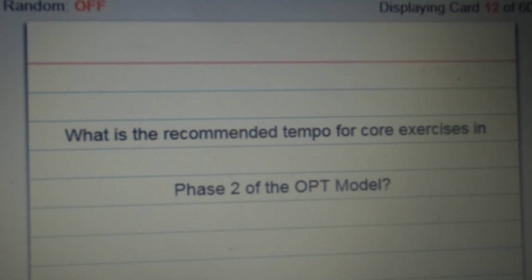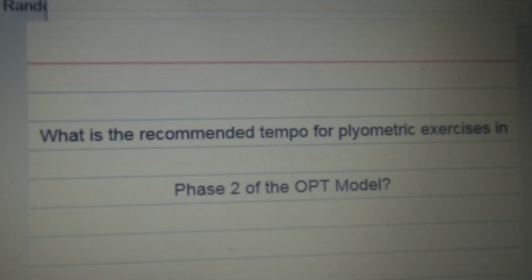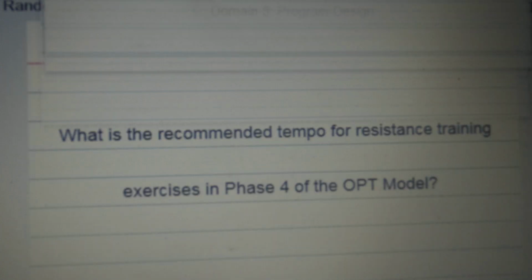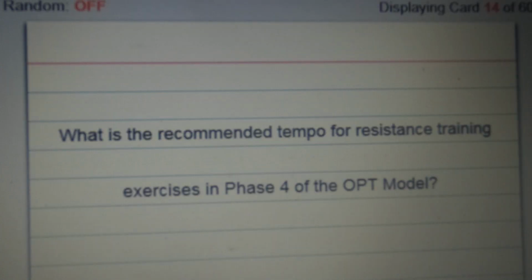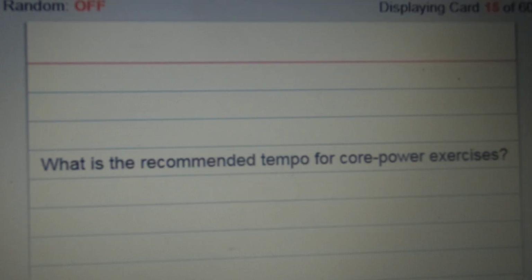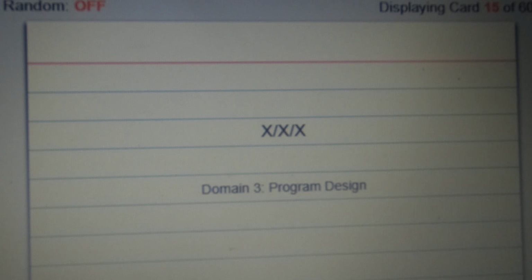What is the recommended tempo for core exercises in phase 2 of the OPT model? Medium. What is the recommended tempo for plyometric exercises in phase 2 of the OPT model? Repeating. What is the recommended tempo for resistance training exercise in phase 4 of the OPT model? Explosive.